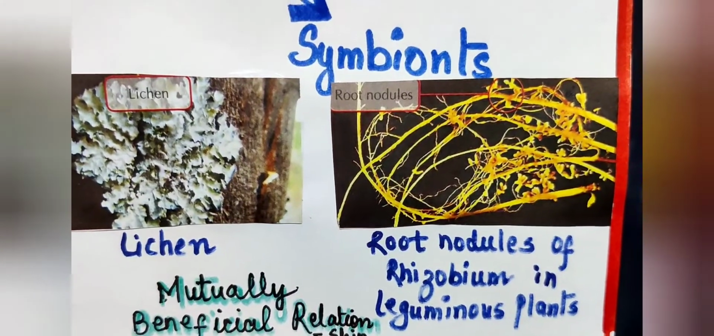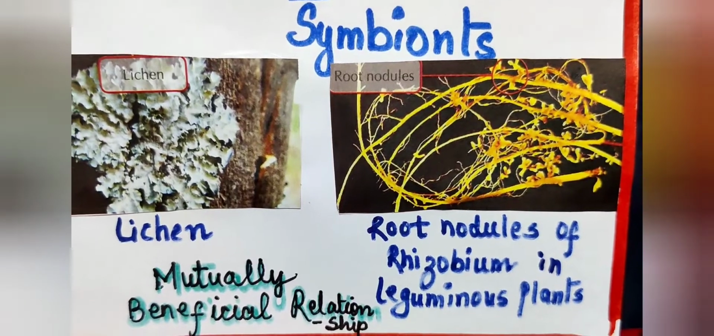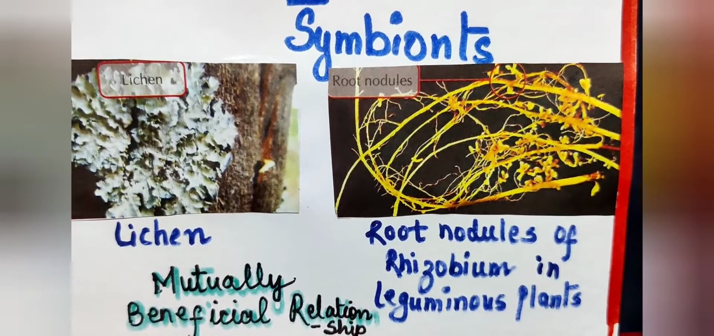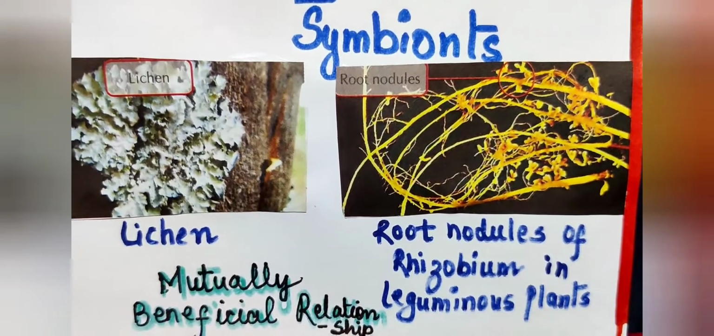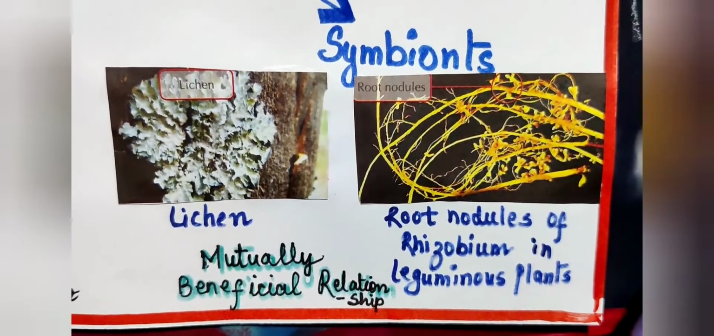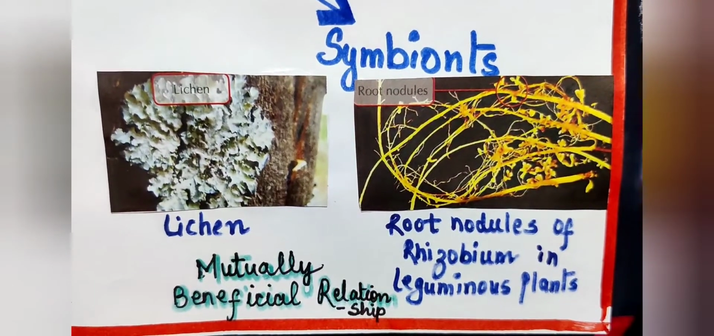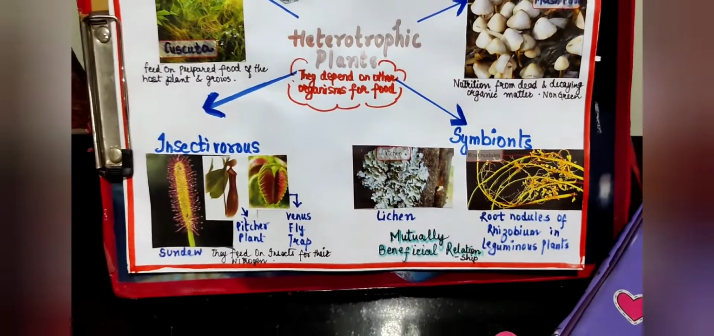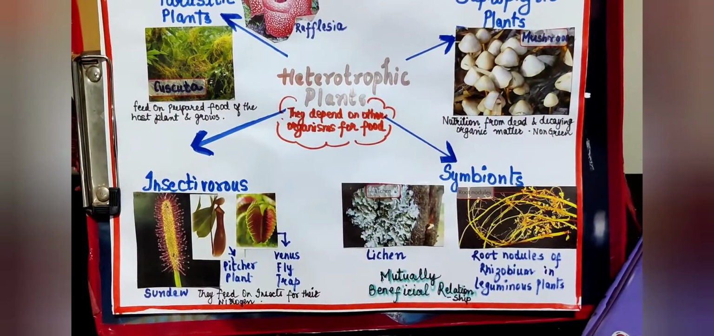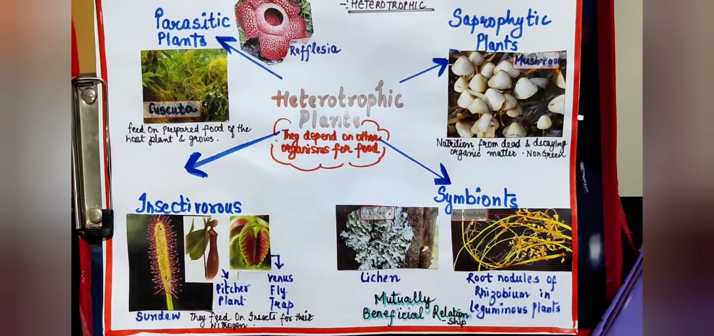And this second example is very common. You might have seen in the pea plants, the groundnuts, the leguminous plants, where the root nodules have the rhizobium bacteria. So these are the symbionts. Here both organisms are benefited. So this is the summary of all the insectivorous plants. Hope you have understood this topic.